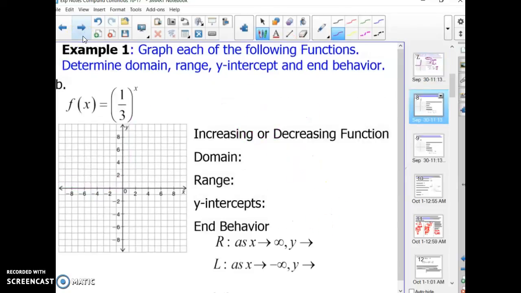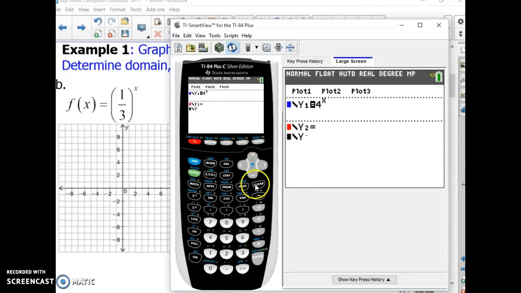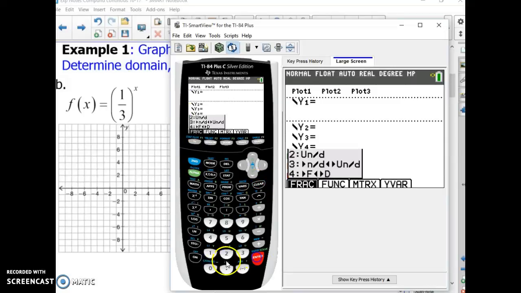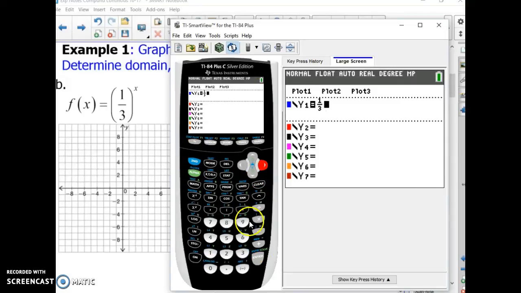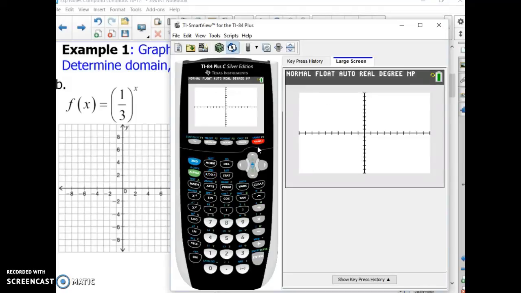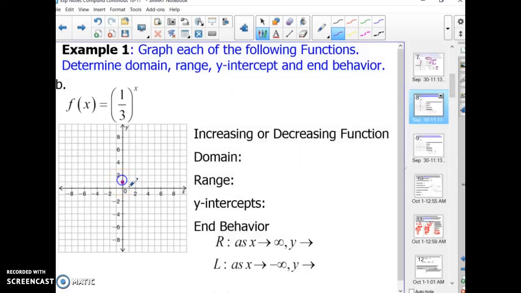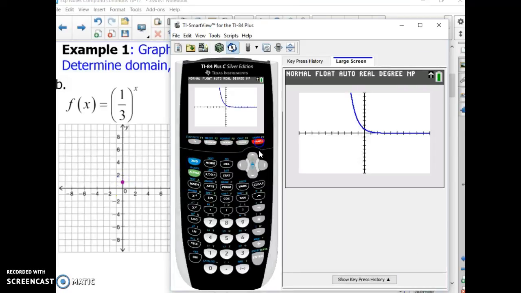So on this one, I can plug that in, 1/3. So here we go, clear, alpha y equals, enter, 1/3. I'm going to raise it to the x value. Here's my graph. Okay, looks like it's doing what? Decreasing. So I'm going to look at my table. Crosses right there.